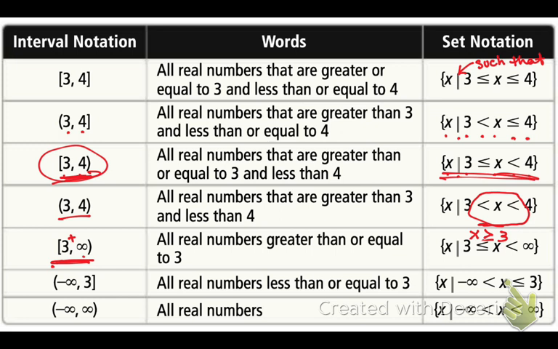Okay, so the next one. Oh, and also I did say, didn't I, that this is always going to be a parenthesis at infinity because we can't ever get there, right? Okay, so the next one we have negative infinity to 3. 3 is included, so you don't need to write it like this. All you need to do is say x is less than or equal to 3.